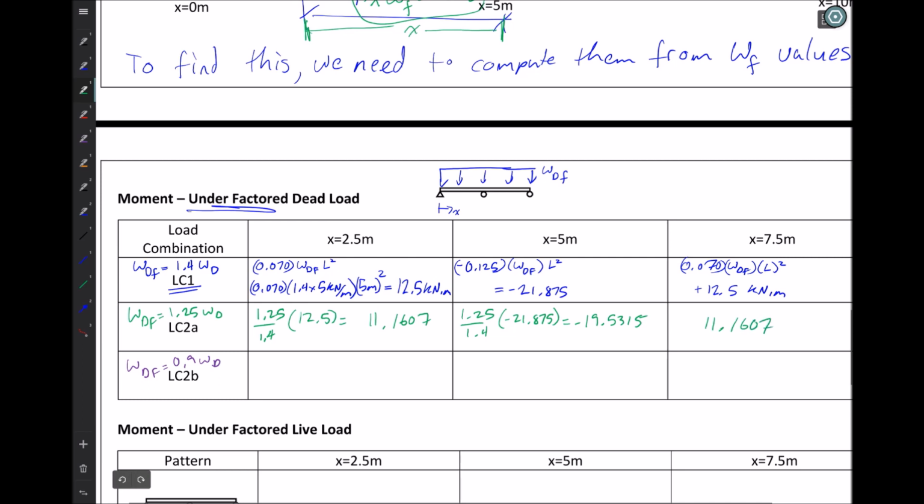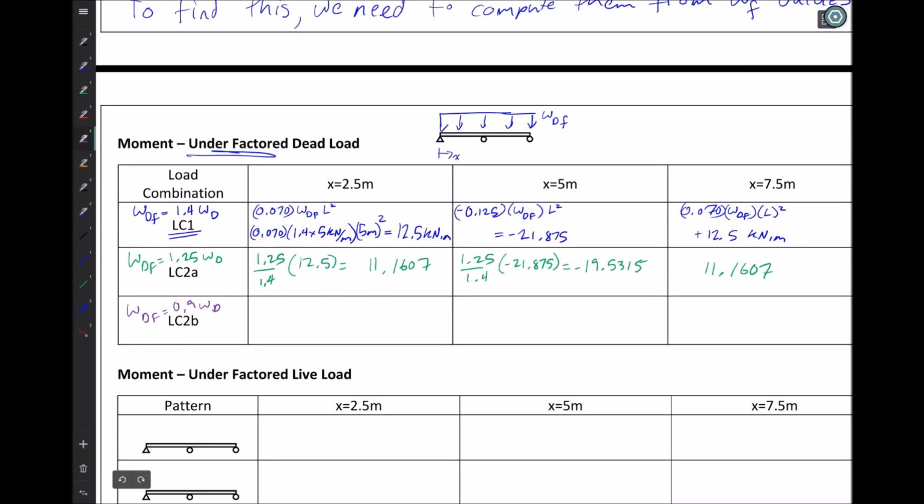And then 11.1607. Moving down to the next combination, 2B, I have 0.9 over 1.4 times 12.5, and this gives me 8.0357, minus 14.0625, plus 8.0357.